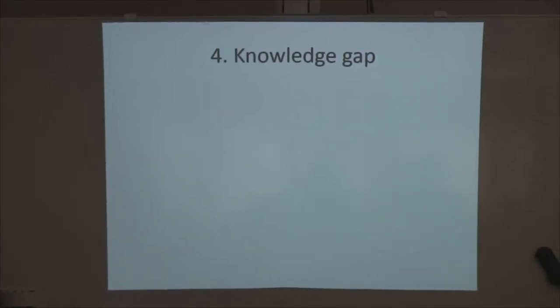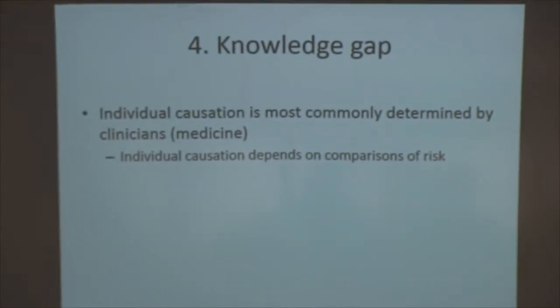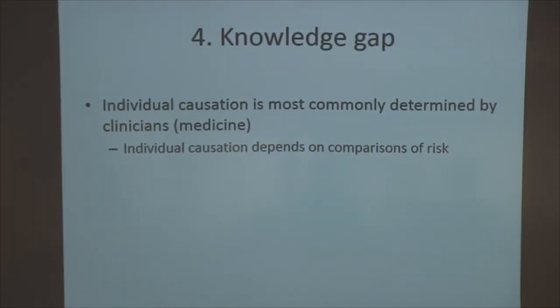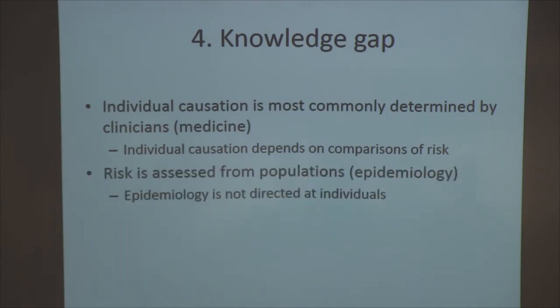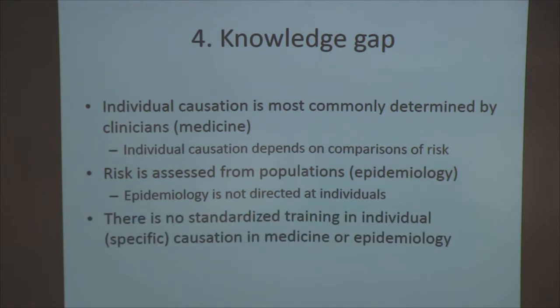Now this creates big problems when we're talking about court. When we get into court, causal determinations are made by clinicians. But the problem is that if you're talking about individual causation, you have to know something about risk. Risk comes from epidemiologic study, and epidemiologists do not normally look at individuals, nor do they talk about causality in individuals. We have no standardized training in causation or causality that is universal at the present time in medical schools. This doesn't happen.